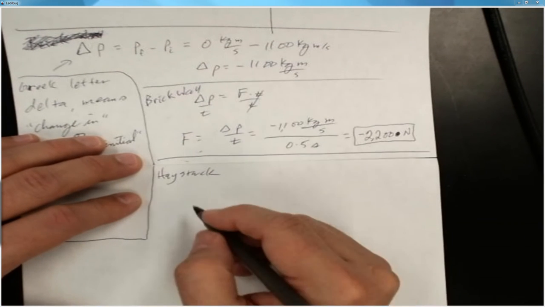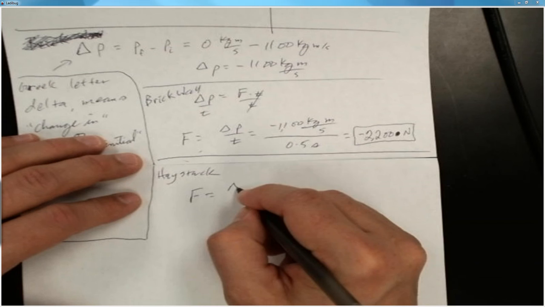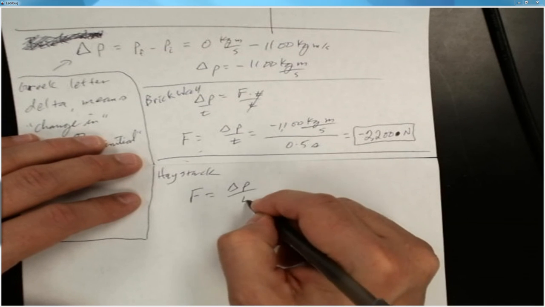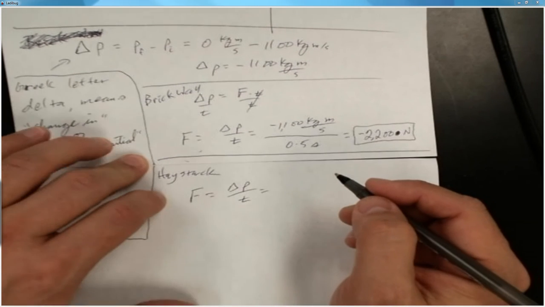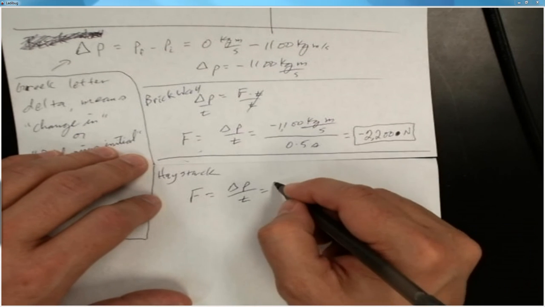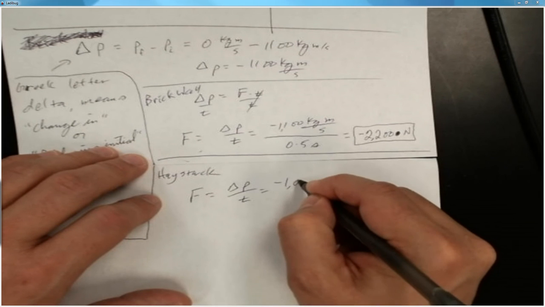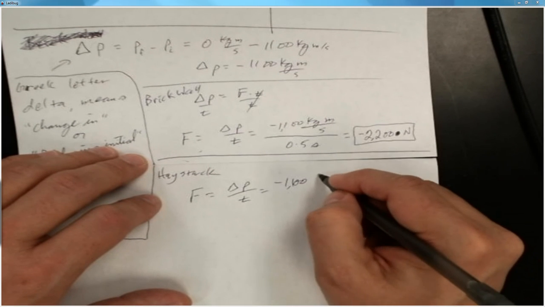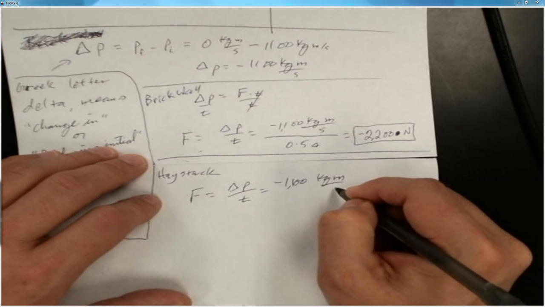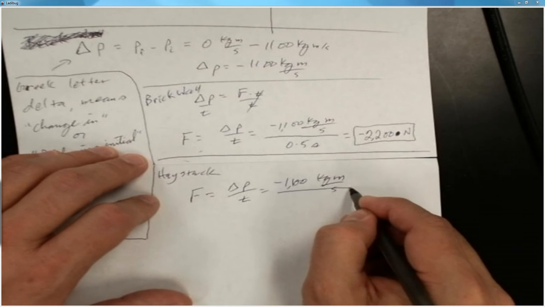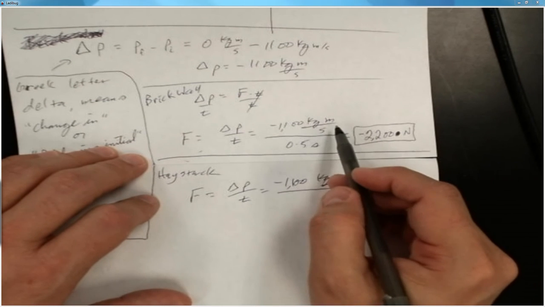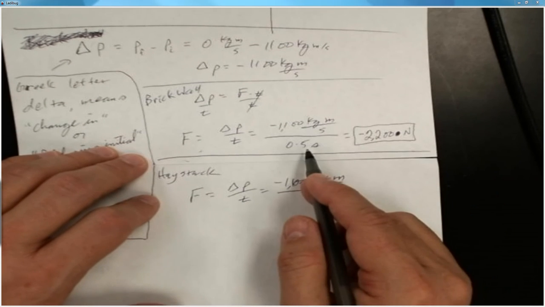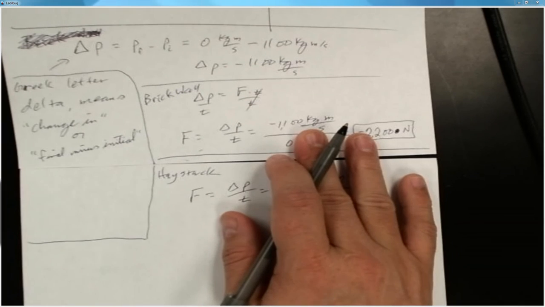It's the same kind of deal. F is equal to the change in momentum over time, except now my time is different because my haystack takes longer to slow down. So it's still negative 1100 kilogram meters per second, and I'm dividing it by what? How much time?